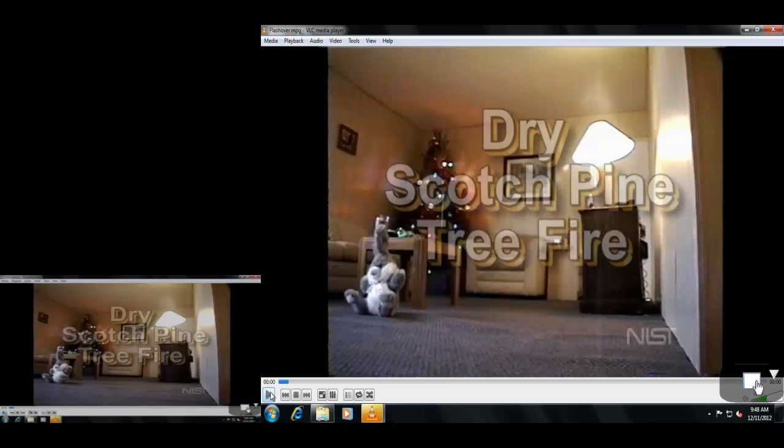What you're looking at in this video is a living room that's been outfitted with different types of sensors that we're not really seeing at this point. One notable item is this stuffed bunny rabbit in the foreground, which is used as an indicator of a process called flashover, where the entire room becomes involved in fire. The Christmas tree itself is ignited by an ignition process at the base here.